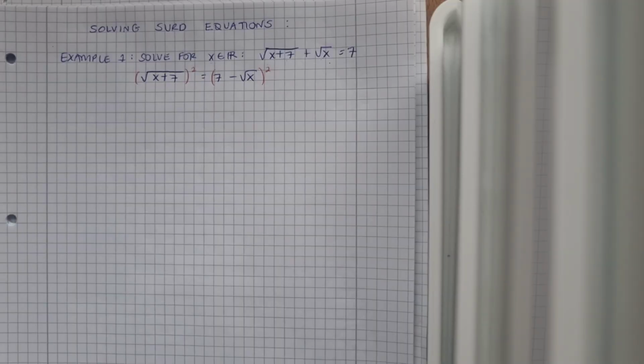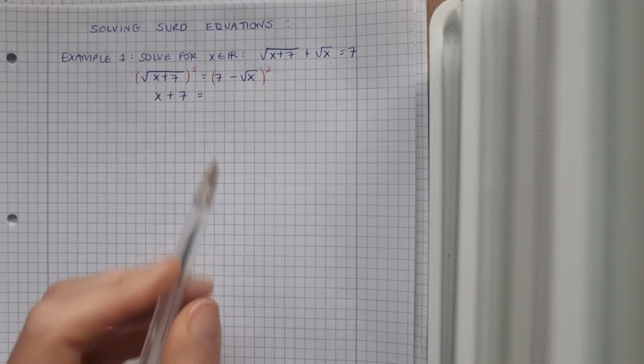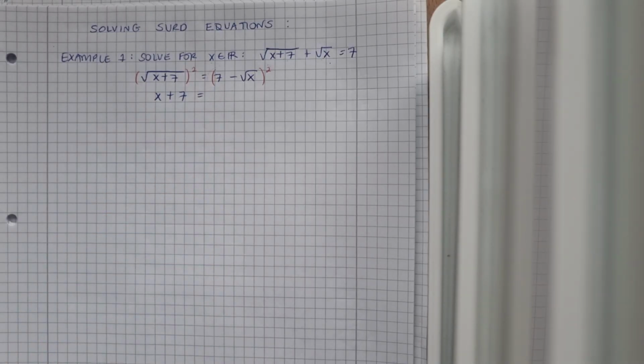Okay, so I've squared both sides, and on the left-hand side, what that means is that I'll just have x plus 7 because the square root just goes. But on the right-hand side, it's a bit more complicated because I have to square this whole expression. So I'm going to have to multiply this expression by itself, which I can do out in full long way, or I can use my quick way of squaring, which is square the first term, double the product, and square the last. That's what I'm going to do.